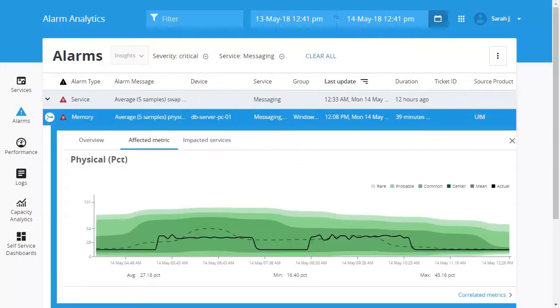to investigate further. She sees the physical memory affected metric. The chart combines information that is designed to help you quickly review and interpret activity for a metric in your environment. The various components of the chart are actual data, mean value for the metric, center value for the metric, common data, probable data, and rare data.